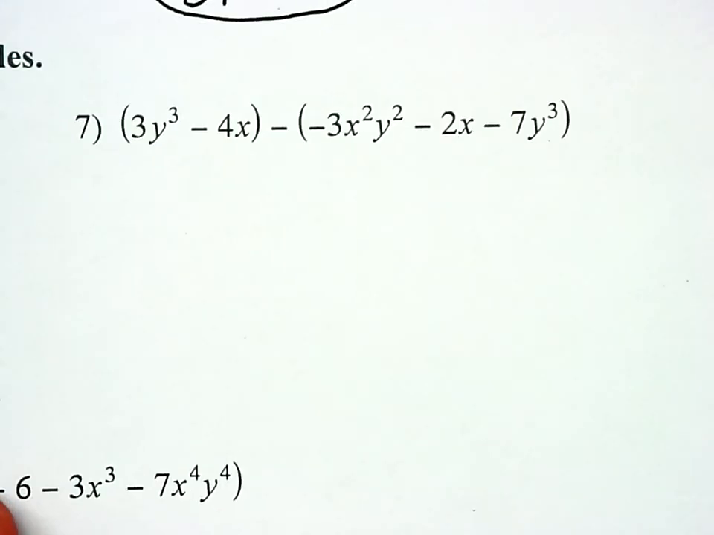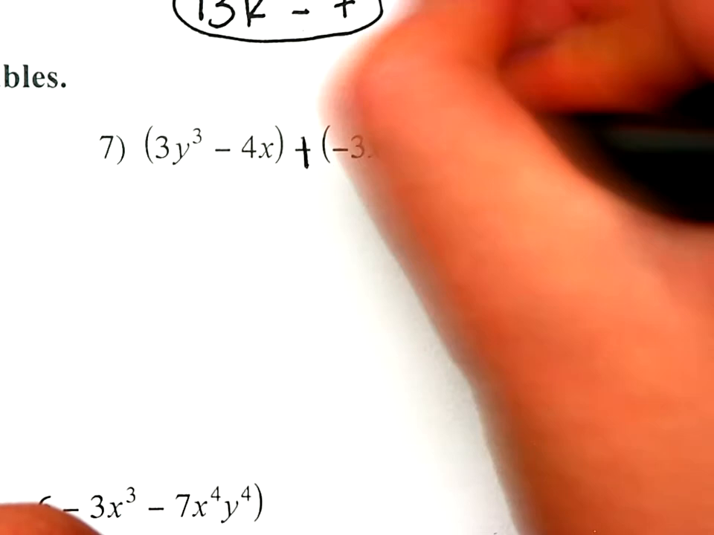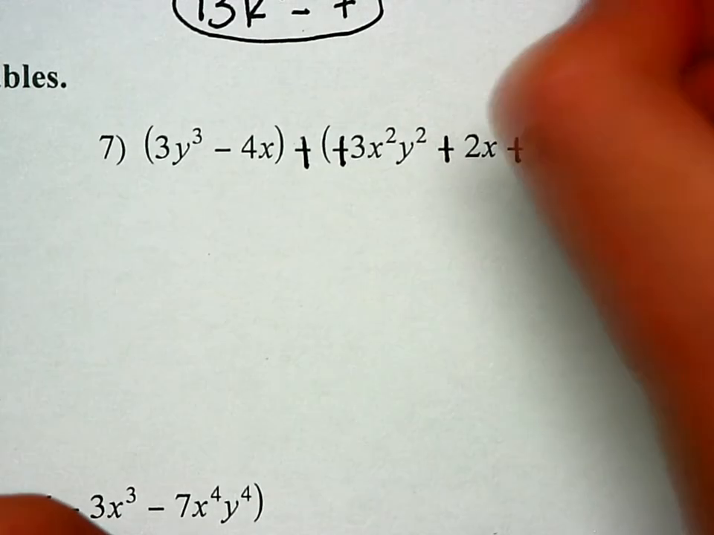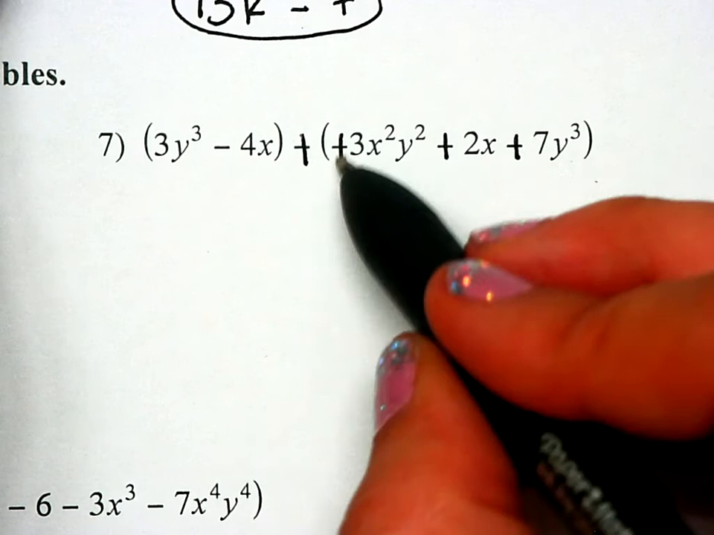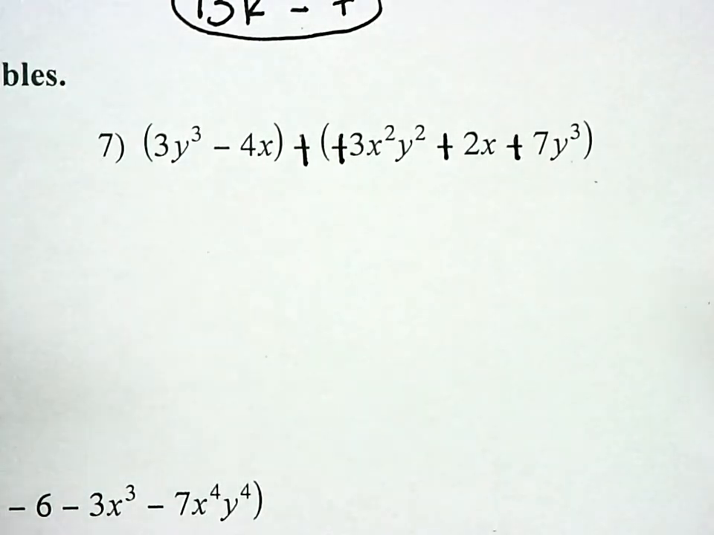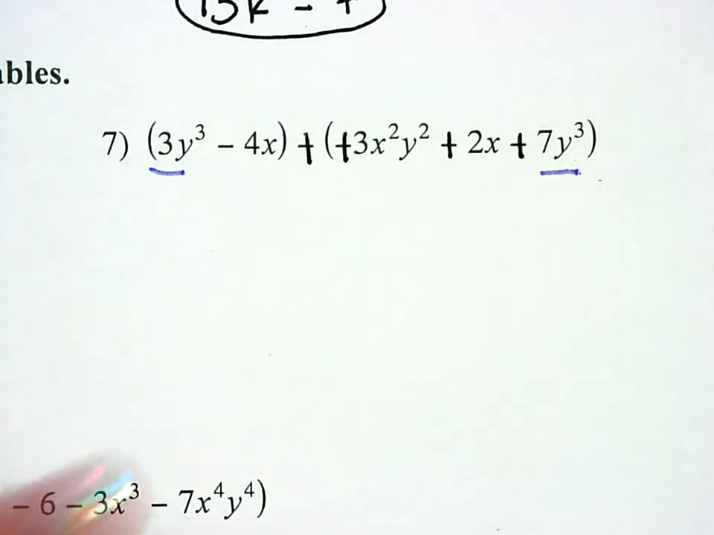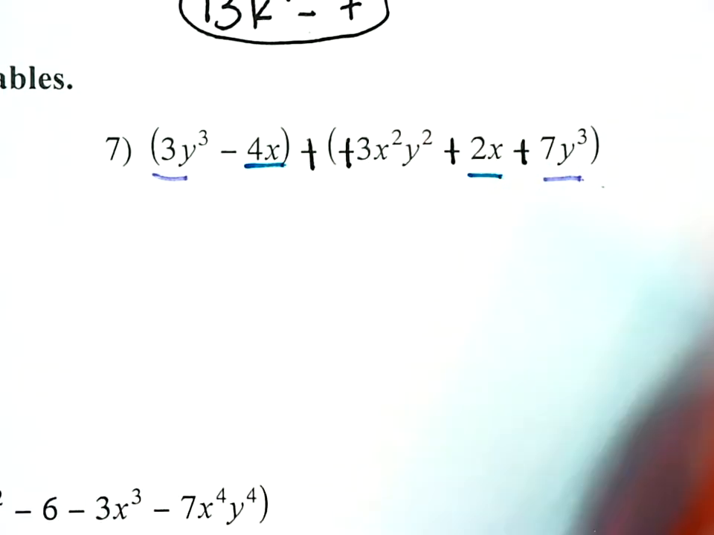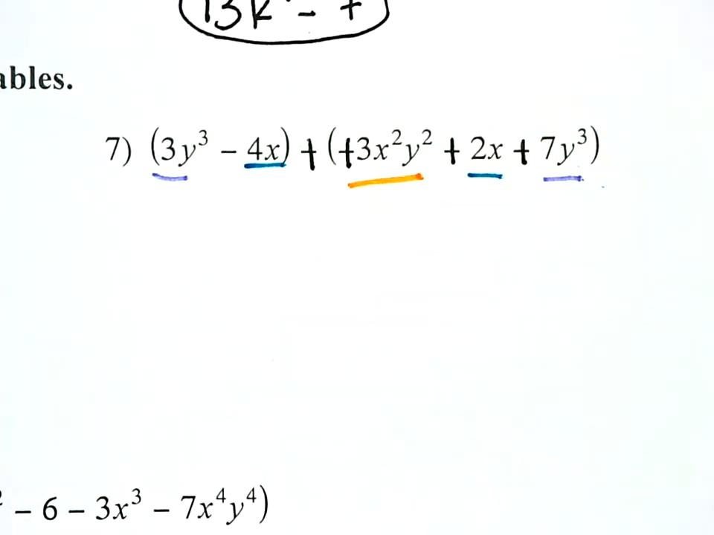Okay, number 7. Also subtracting, so I'm going to go through and change my signs to the opposite. So it looks like we're actually adding all of these since they were negative and we were subtracting. All right, let's go in with my colors. I've got some y to the thirds. I've got, looks like x to the first, and then just one term with x squared, y squared.